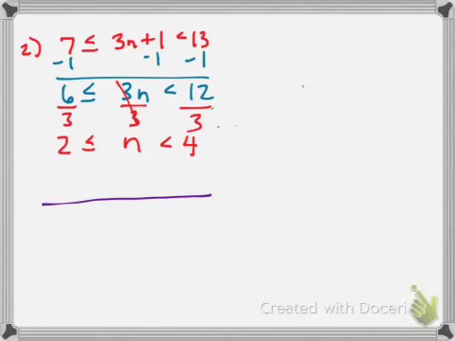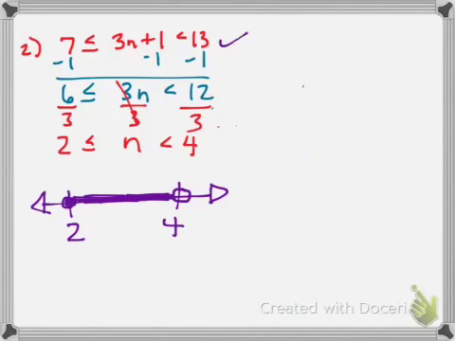So then if I graph my solution, it's going to look something like this. I have 2 and 4. So I'm going to have a closed circle at 2, open circle at 4. So any value in between 2 and 4 will make this compound inequality true. And then if I write it using set notation, it's n such that 2 is less than or equal to n and less than 4.